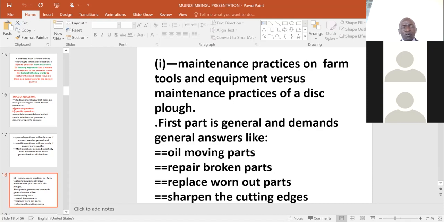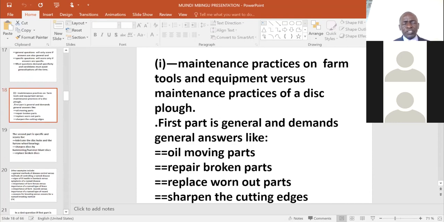Now, the first part of our question, where we said outline maintenance practices on farm tools and equipment, you can put answers like oil moving parts, so you are not naming a part. Repair broken parts, you are not naming a part. Repair worn out parts. So your answer must also be general.